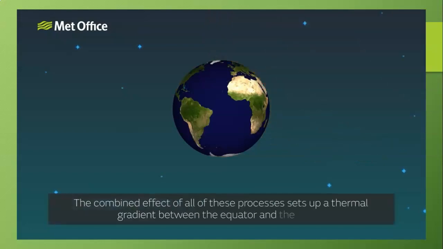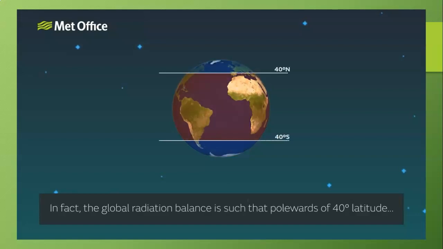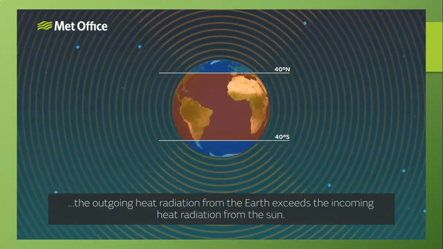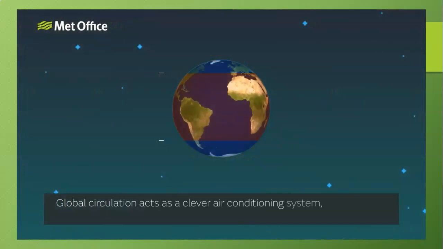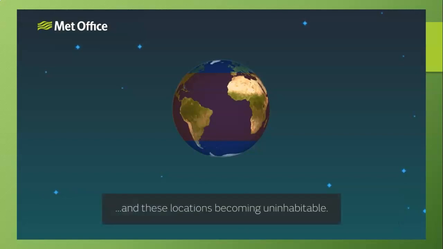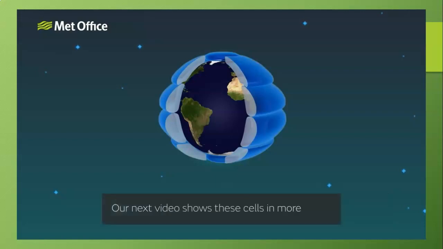The combined effect of all of these processes sets up a thermal gradient between the equator and the poles. In fact, the global radiation balance is such that polewards of 40 degrees latitude, the outgoing heat radiation from the Earth exceeds the incoming heat radiation from the Sun. Global circulation acts as a clever air conditioning system, redistributing the heat, stopping the equator becoming hotter and hotter and the poles becoming colder and colder, and these locations becoming uninhabitable. This circulation takes the form of 3 large atmospheric cells, which exist in both northern and southern hemispheres. Our next video shows these cells in more detail.